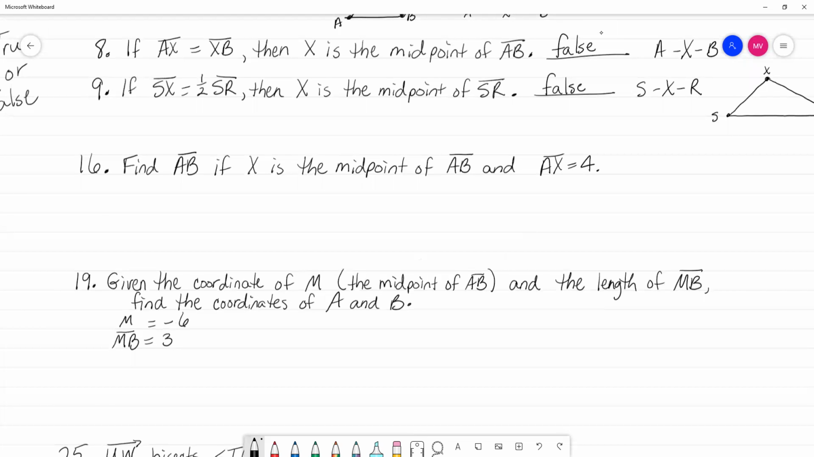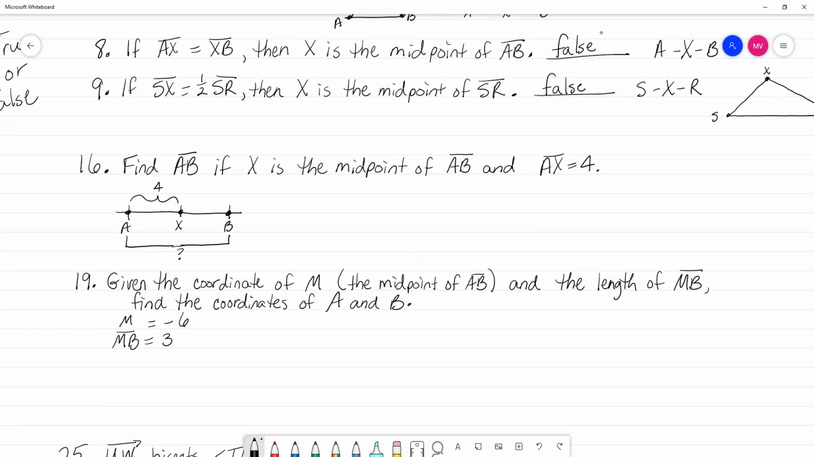For number 16, we're doing what we did on our worksheet last week. Find the length of line segment AB if you're given that X is the midpoint of AB and the line segment AX is equal to 4. I like diagrams, my visual aids. So I have line segment AB, and I'm told that X is the midpoint. I'm also told that AX is equal to 4, and I'm asked to find the length of AB. I'm just going to use a question mark.